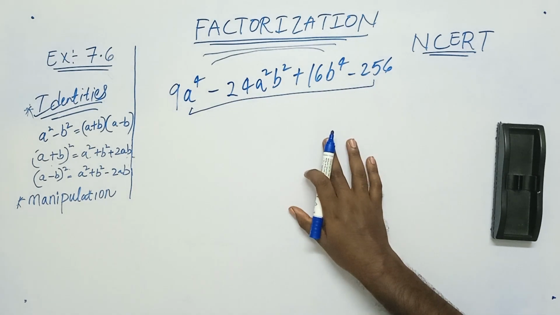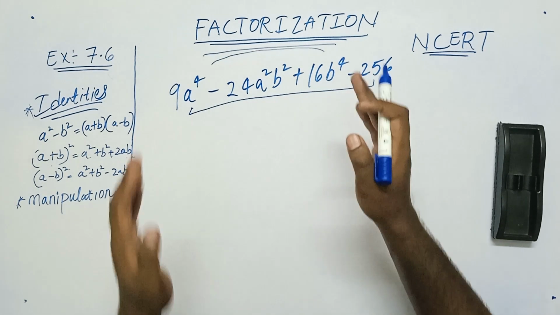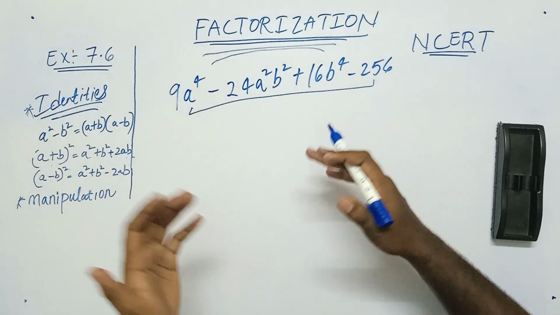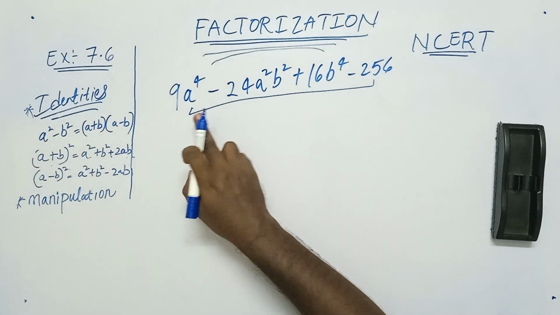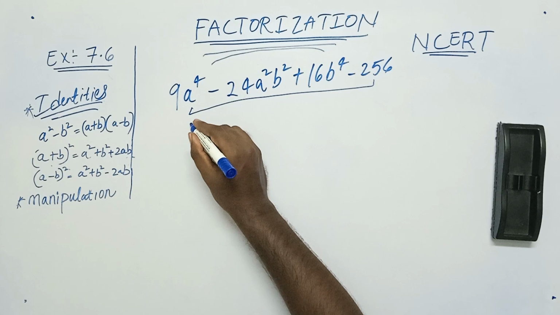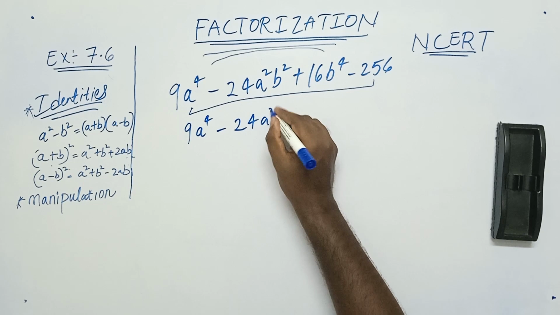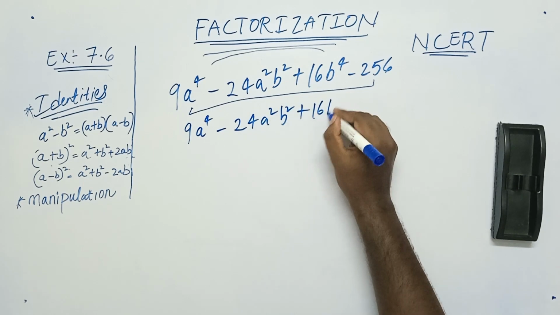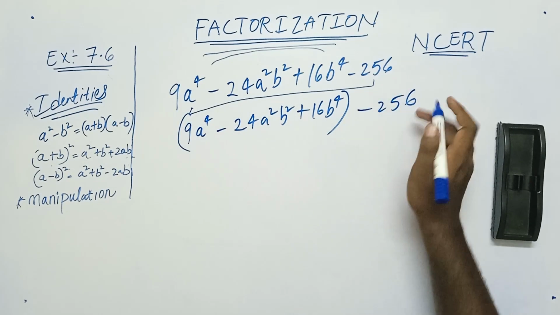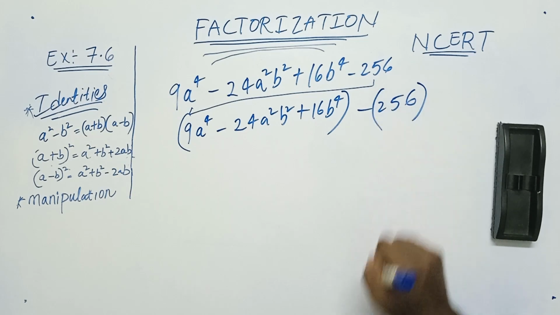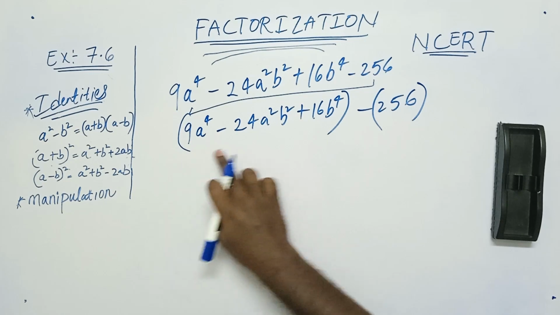So how can you find the factors of a given expression? We have to bring the terms into groups so that we can solve by using these identities. For example, I bring 9a power 4 minus 24 a square b square plus 16 b power 4 into one group, and minus 256 is another group. It becomes two groups.